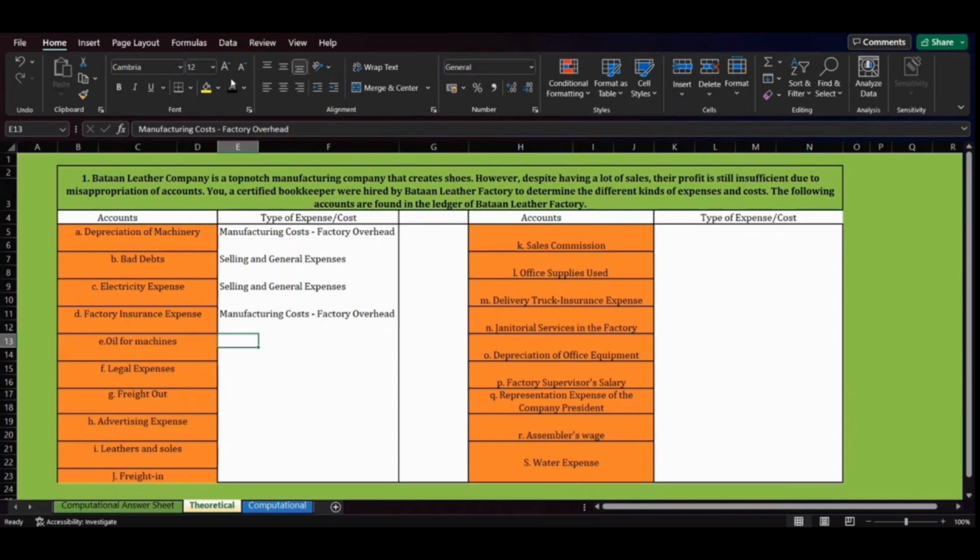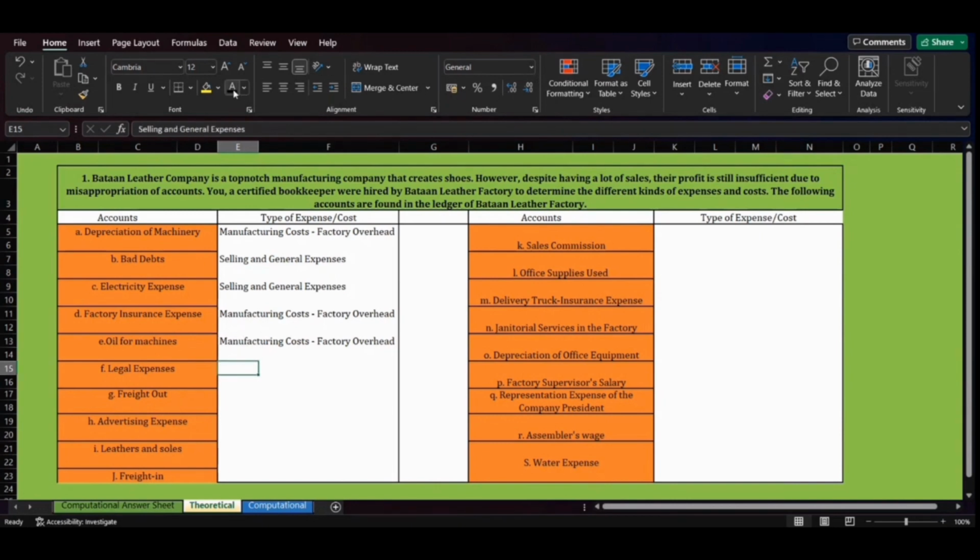Next is the oil for machines. For the oil for machines, we consider this also as a manufacturing cost, but only factory overhead. Why factory overhead? Since the machines are only used to create the product, and the oil used for the machines is to make the machines operate properly, it is considered as factory overhead or indirect costs.